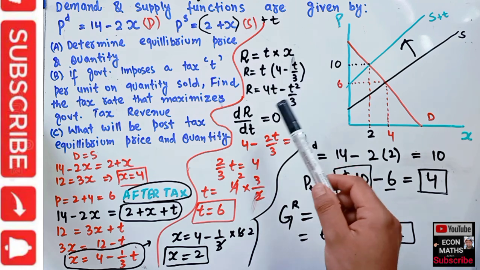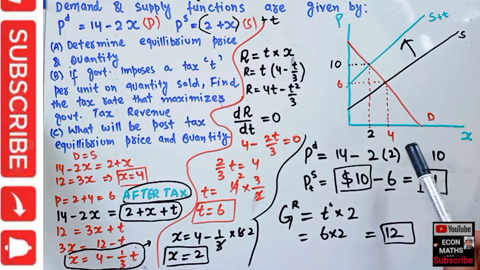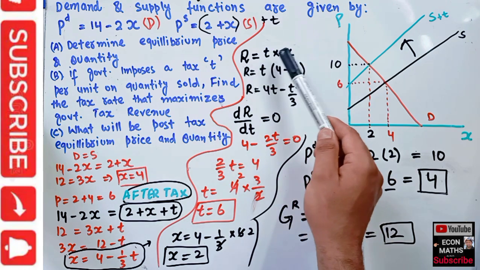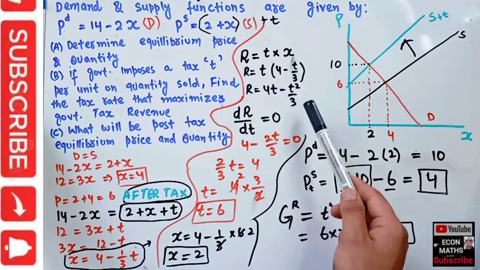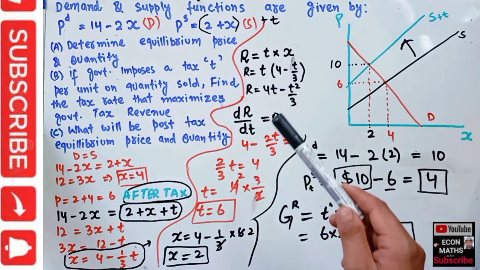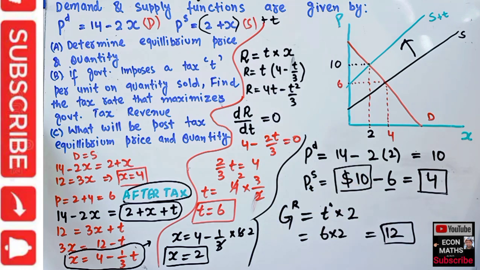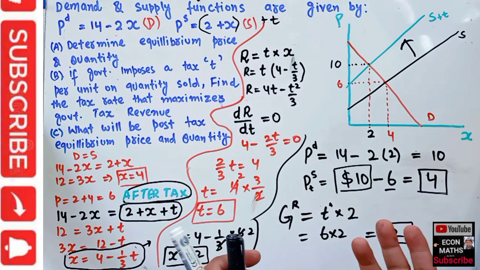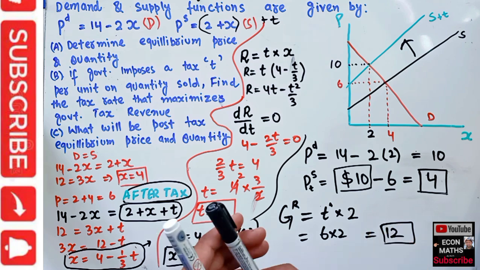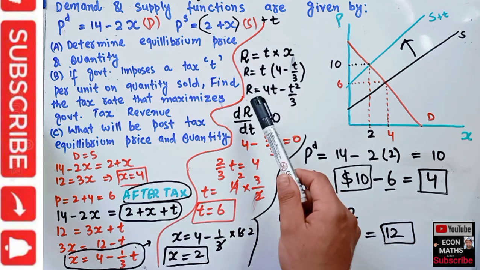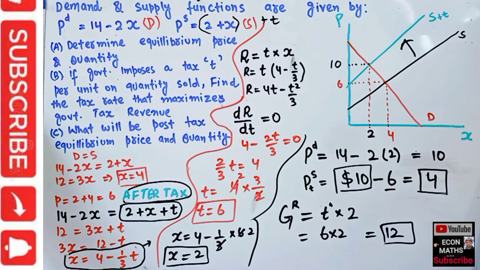Now we were told to find the government revenue. Government revenue will be simply equal to the tax rate T times the new quantity transacted, so this is T into X. Solving for this, we get the revenue function R, that is, government revenue is 4T minus T square upon 3. We were told to find the tax rate that maximizes government revenue. That means we want to maximize this function with respect to tax.